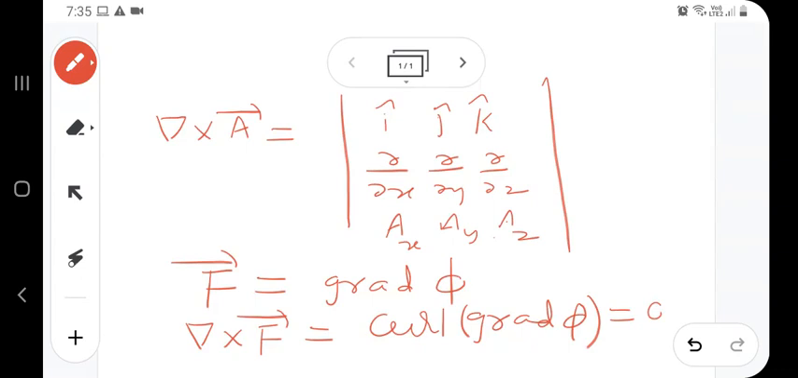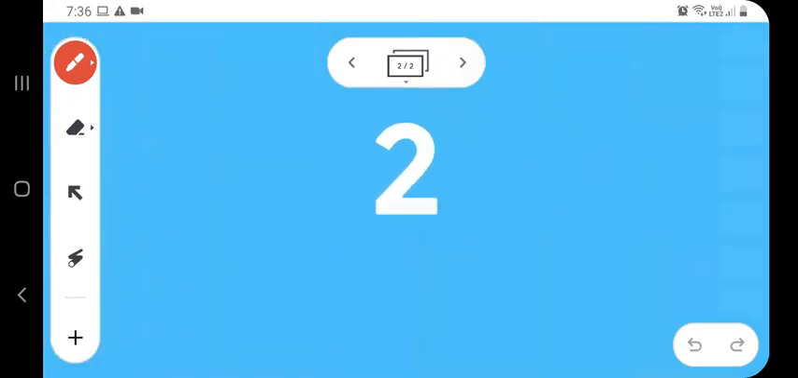If any vector is expressed as the gradient of a scalar potential function, then its curl must be equal to 0. If del bar cross f bar equals 0, then the vector f bar is called a conservative force, and that vector is called a lamellar vector. So using these concepts, let us solve the problems.